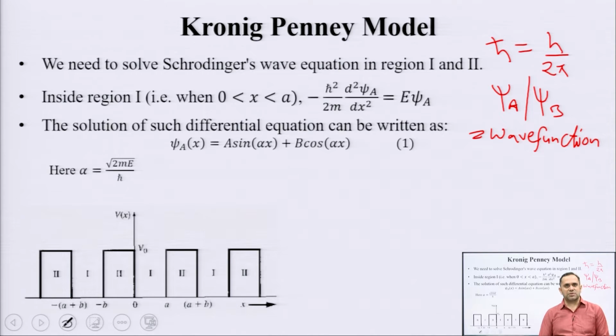Psi square gives you the probability density function, which tells you the probability of finding an electron in time and space.